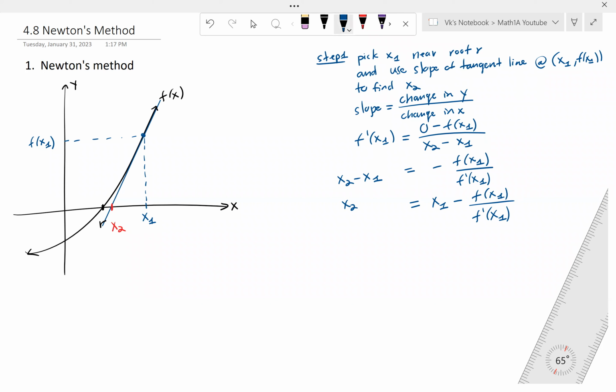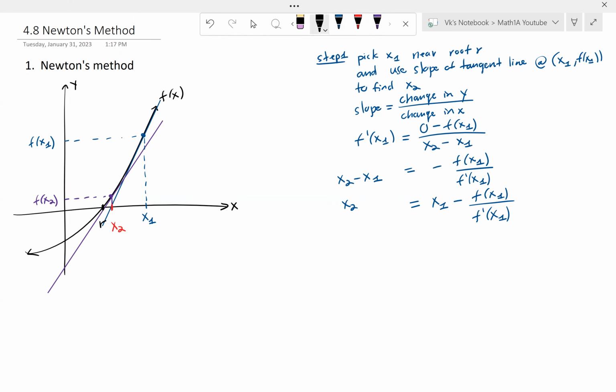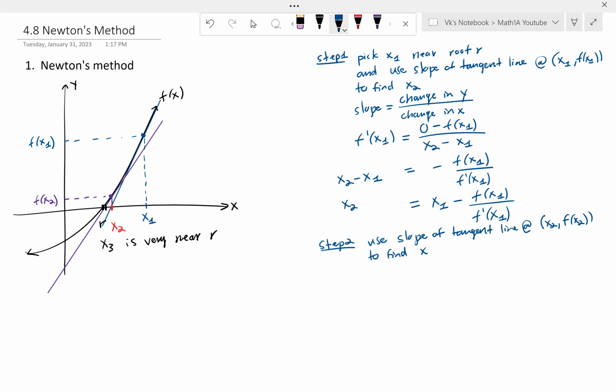What we do next is we use the same argument. At x sub 2, there's the point on the curve, (x sub 2, f(x sub 2)). And we're gonna get the tangent line through this point, and x sub 3 is right here. It's very near r. In order to get x sub 3, we use the same argument, the slope of the tangent line at (x2, f(x2)). We have x sub 3 to be x2 minus f(x2) over f prime (x sub 2).